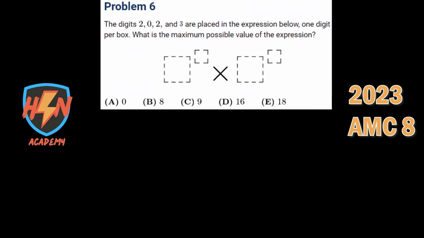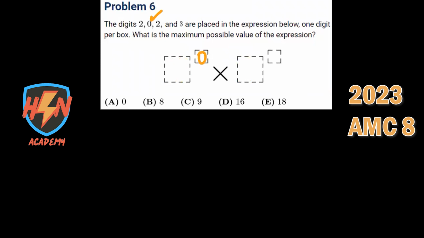In this problem, they want us to place the digits 2, 0, 2, 3 in these boxes below. Now, what is the maximum value we can have? Well, let's start with the problematic part, that is the 0. Where should the 0 be? Well, the 0 cannot be in any of the bottom boxes, because that will make the whole expression 0. So it must be in one of the top boxes.